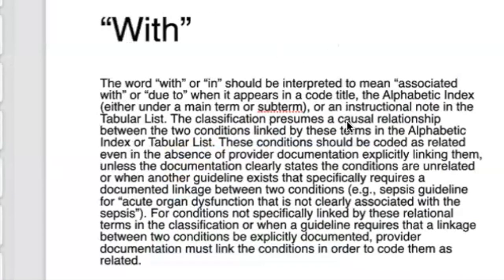Okay, let's continue. Now, remember last night, guys, we had a good discussion about "with", and this is exactly what this coding convention is about. Let's read it.